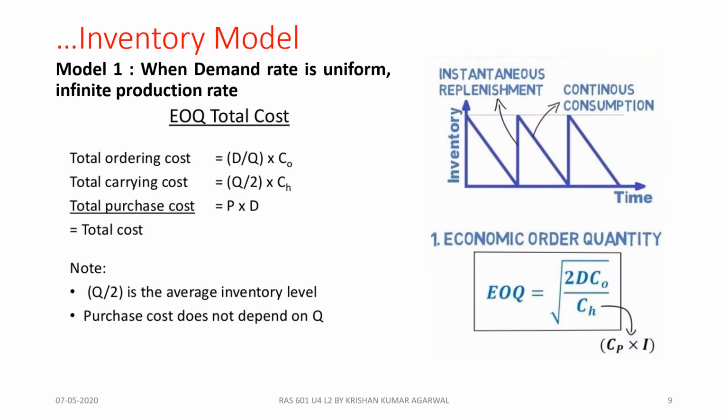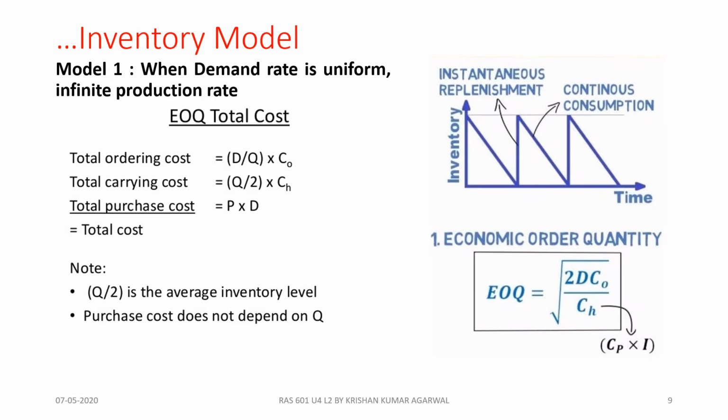Whereas the total carrying cost can be calculated by taking the mean quantity or the average quantity that is ordered and multiplying it with the holding cost, or the cost incurred in transportation, insurance, and storage. Then we'll take the summation of these two costs, and we get the total cost of production, the total cost of maintaining the inventory.